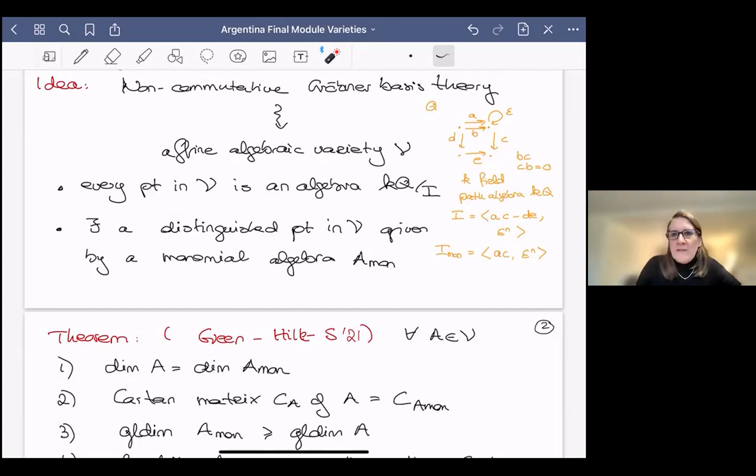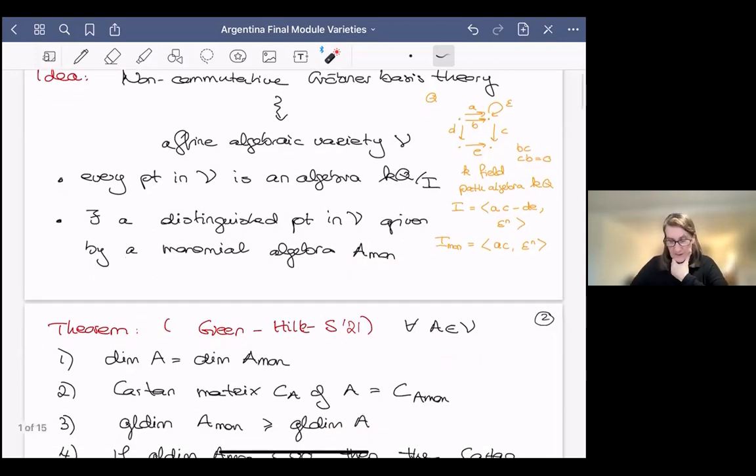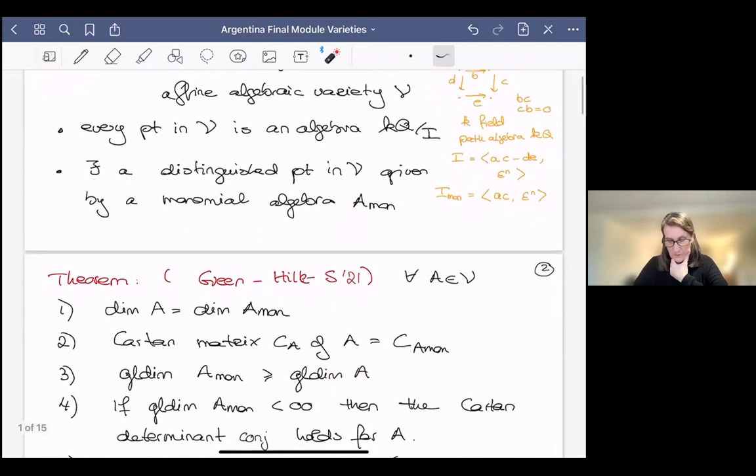But let's suppose that the global dimension of the monomial algebra is finite, then it bounds the global dimension of any algebra in the variety. And this allows us to show that if the global dimension of the monomial algebra is finite, then something called the Cartan determinant conjecture holds for any algebra in the variety. So what is that Cartan determinant conjecture?